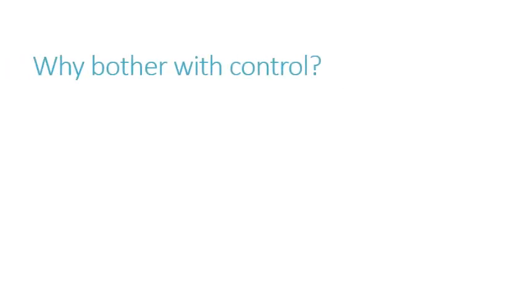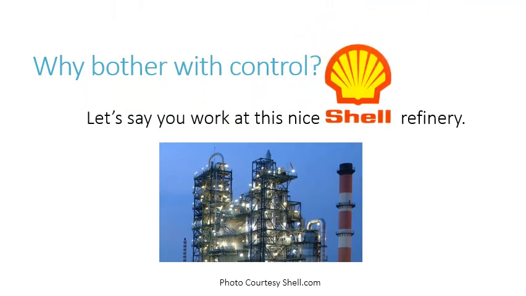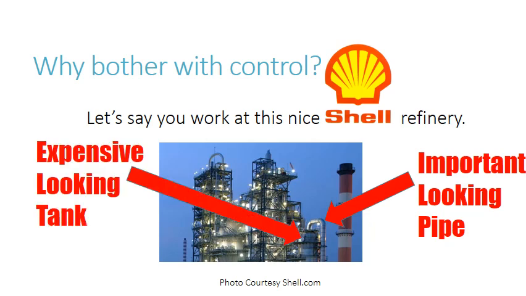Okay, so why do you bother with control if you're working in heavy industry? Well, why don't we just take a look at an example? Let's say you're working at this nice Shell refinery. We're going to take a look at this pipe here, and in particular this tank. Shell is a profit-making corporation, and the margins sometimes, especially in a place like Alberta and the oil sands, are not good. If the price goes down, it's no longer economically feasible for them to operate their oil operations there.